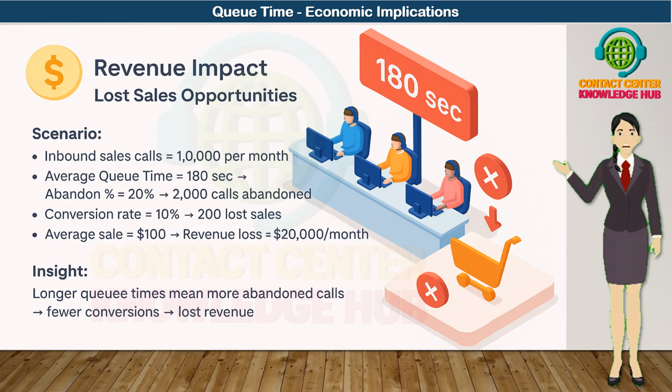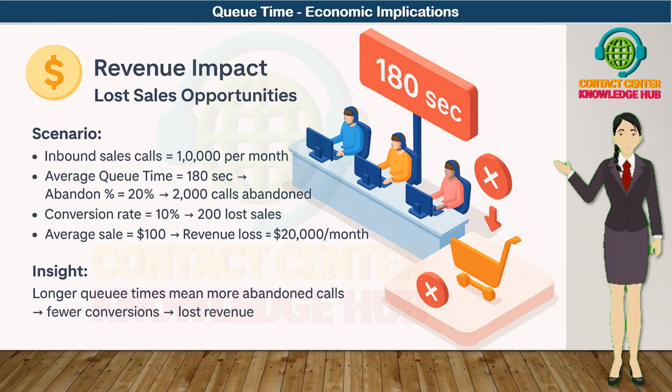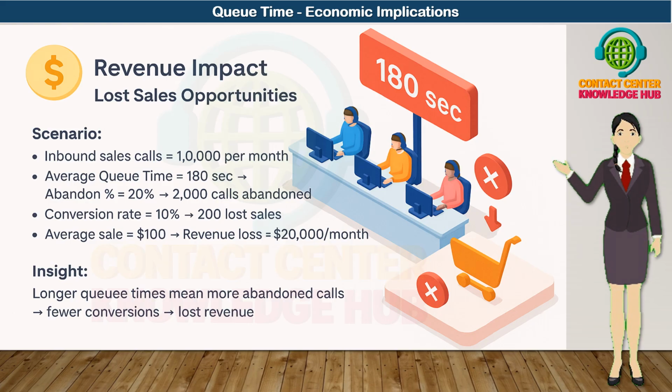Imagine a sales line receiving 10,000 inbound calls per month. With an average queue time of 180 seconds, the abandonment rate is 20%. That means 2,000 calls are abandoned every month. If the conversion rate is 10%, that's 200 lost sales opportunities. At an average sale of $100, the revenue loss equals $20,000 per month. The insight is clear: longer queue times lead to higher abandon rates and significant revenue leakage.